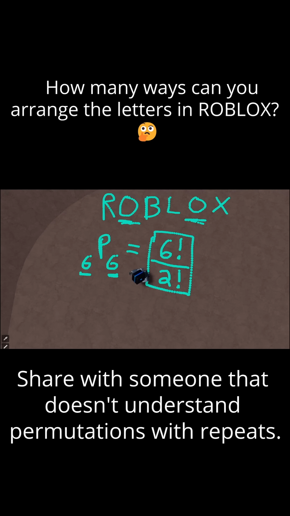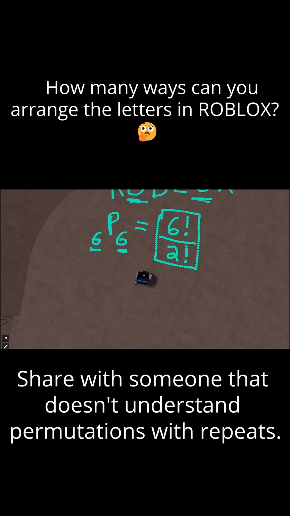And now let's compute this. I'm just going to move down here. We have 6 factorial divided by 2 factorial. Well, 6 factorial is equal to 6 times 5 times 4 times 3 times 2 factorial, because 2 times 1 is 2 factorial, so that cancels out. And all we're left with is 6 times 5 times 4 times 3 for our answer. So this is just simply computing it. If you put that into a calculator or do it by hand, that's 360. So the number of ways that you can arrange the letters in Roblox is 360 ways.